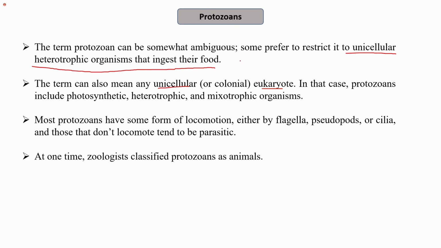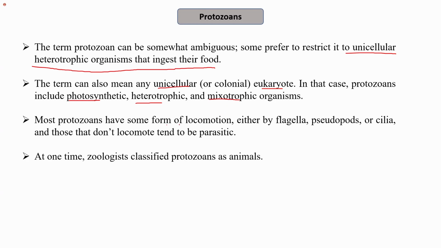If we go by the first definition, they are heterotrophic in nature, that ingest their food, that is, they acquire their food and then ingest it. While if we go by the other definition, where it means any unicellular or colonial eukaryote, in that case protozoans may also include photosynthetic, heterotrophic or mixotrophic organisms. So different people have defined it differently, and therefore the term protozoan is still ambiguous.